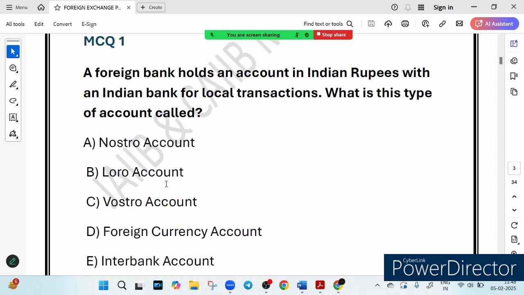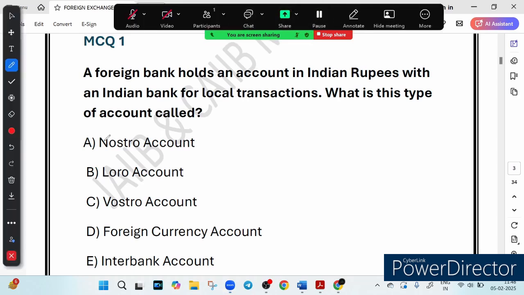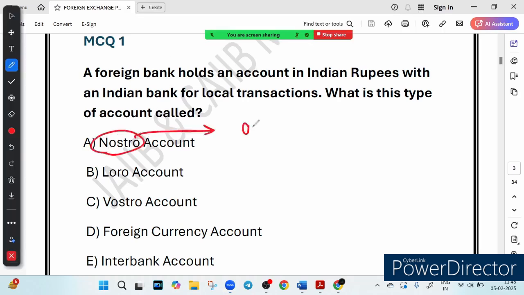So let's analyze each option one by one. The first option is Nostro. When I say Nostro, it means what? It means our account with you. Our account with you, right? So a Nostro account is an account that an Indian bank holds with a foreign bank in that foreign bank's currency.